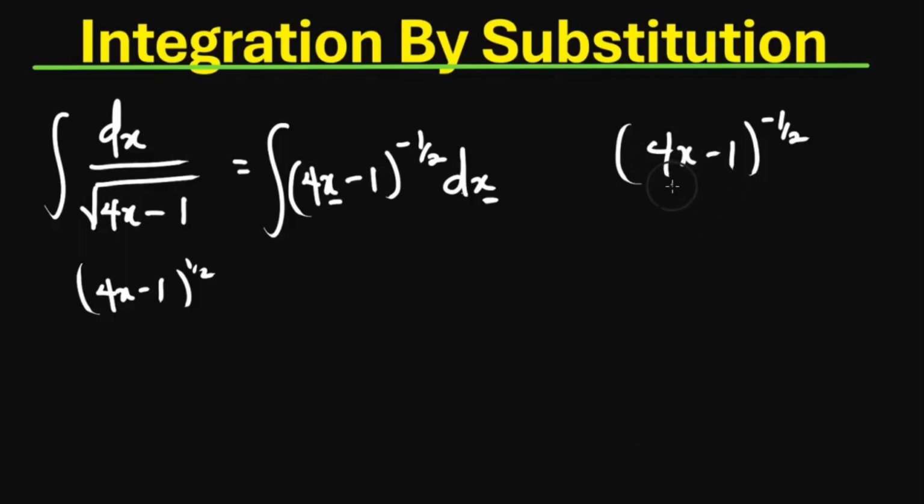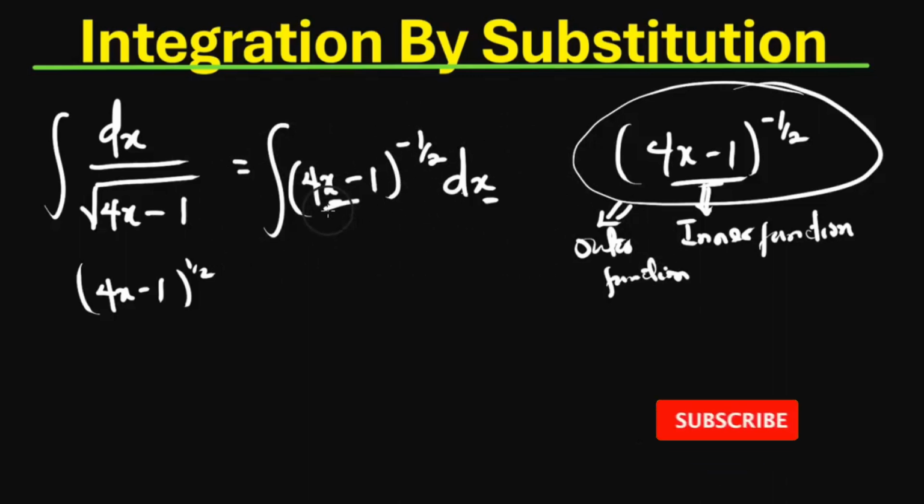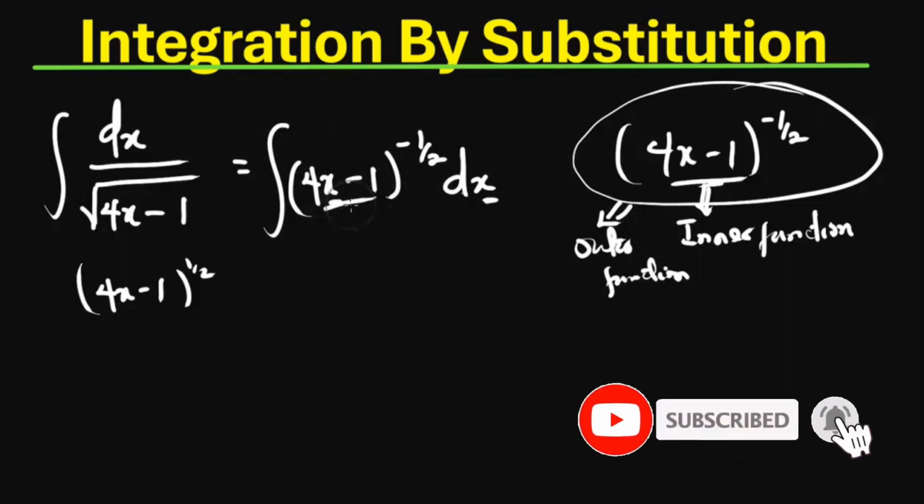So we can say 4x minus 1 is a function, right? And we can call it the inner function. You can call it anything you want, but I'm just going to call it the inner function. And then the second function is the entire function, which is 4x minus 1 to the power minus 1 over 2. So I can call that the outer function.